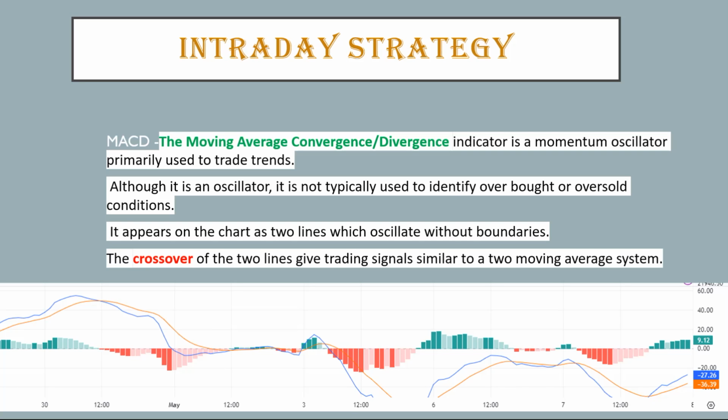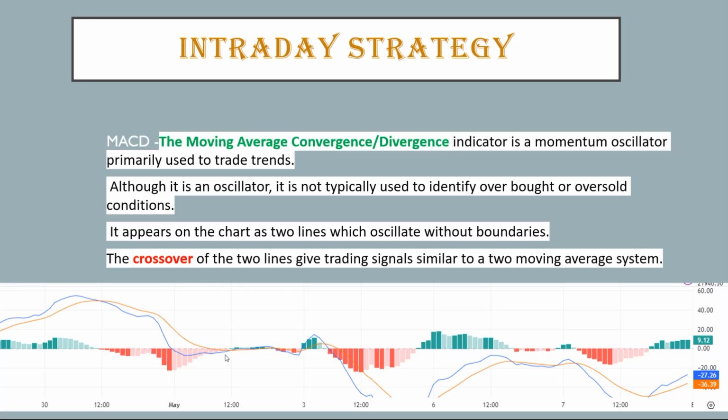So what is the moving average convergence divergence? It is an indicator, a momentum oscillator primarily used to trade trends. It is an oscillator, and it is not typically used to identify overbought or oversold conditions. It appears on the chart as two lines, the yellow and the blue line, which oscillate without boundaries. A crossover of these two lines gives a trading signal, similar to a two moving average system, like the EMA. That is called the MACD.